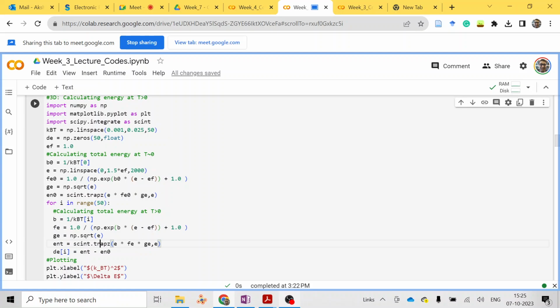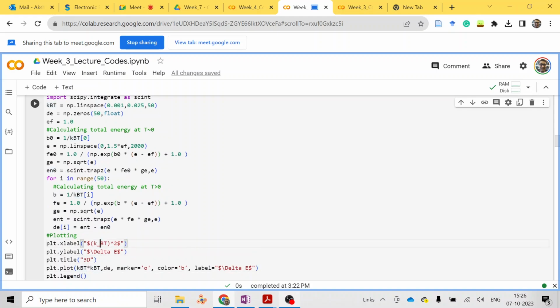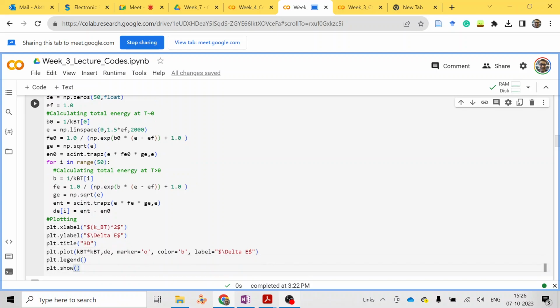You just have to integrate them, and here E(T) gives you the total energy, and D is basically the difference between the total energy for T greater than 0 and the energy at T equals 0. Then we are just plotting this energy difference between the total energy calculated at some temperature T greater than 0, which is E(T), minus E naught, which is at T approximately 0 we have taken.